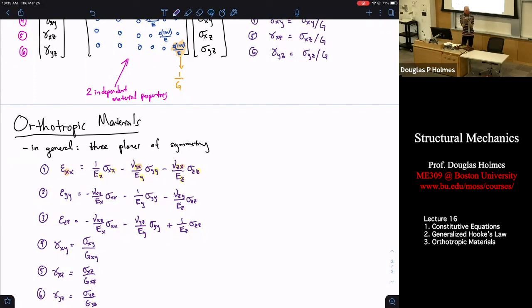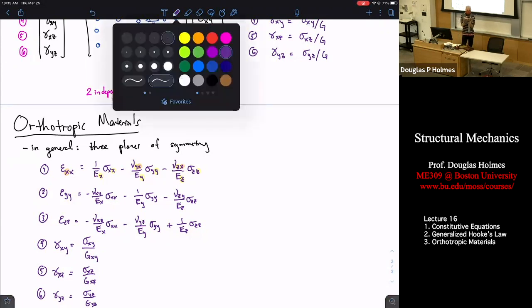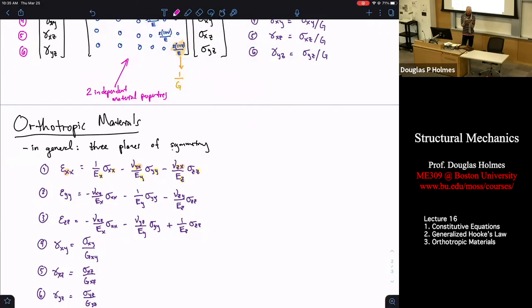Now we have a little bit of fortune, which is that these things are not totally unrelated. So there is still more symmetry, our friend symmetry, which tells us that nu xy over Ex should equal nu yx over Ey.